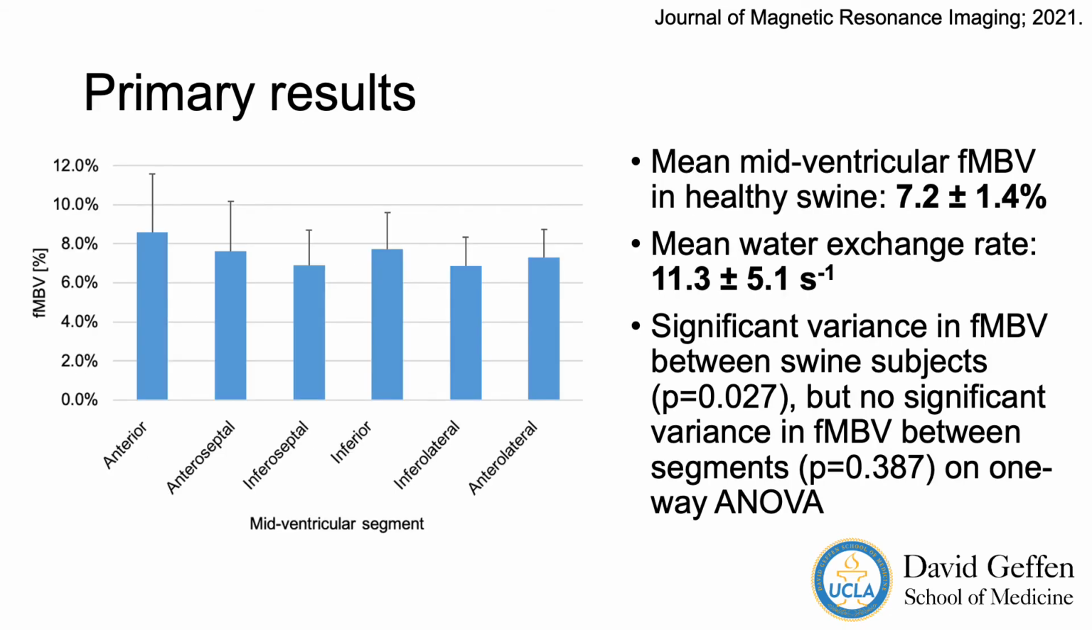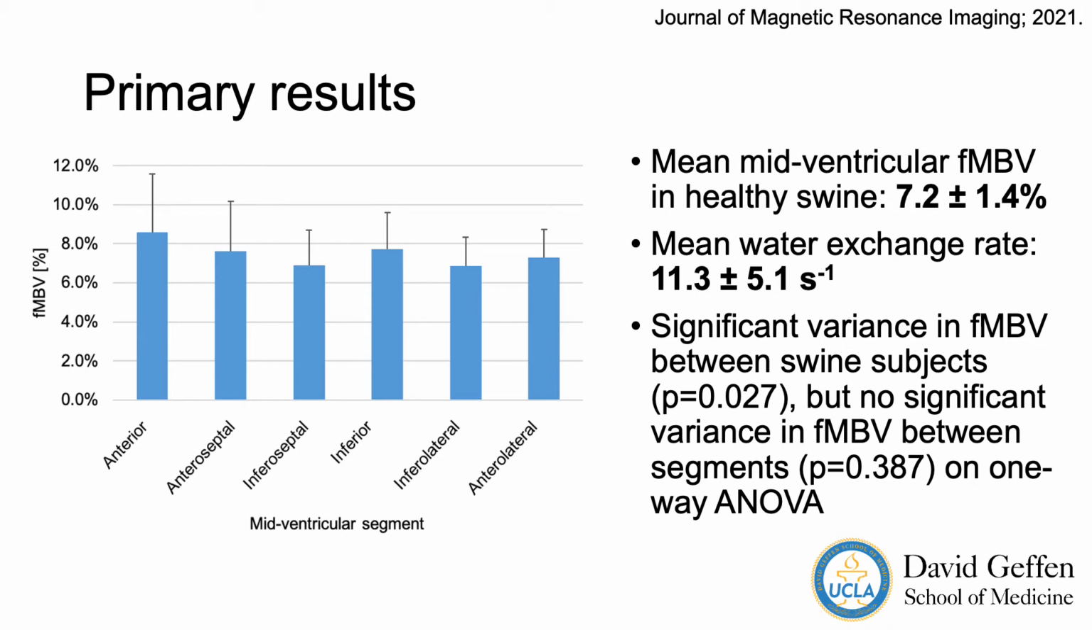To summarize our primary results, we found a mean mid-ventricular blood volume of 7.2% in our healthy swine models and a mean water exchange rate of 11.3 Hz. These values fall within the range of previously published results in human and animal studies using similar methods. For more details, take a look at the discussion section of the full manuscript.